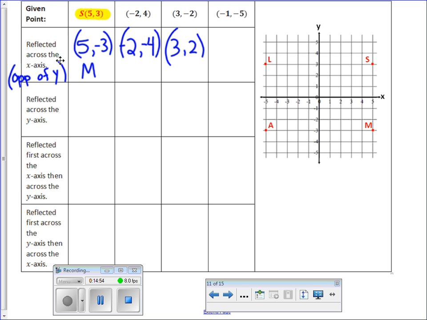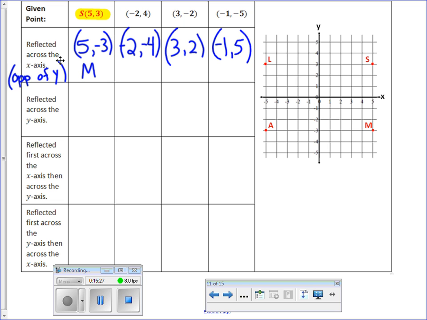So for the first column, we had the coordinate grid to look at. So for negative 1, negative 5, a reflection over the x-axis would be negative 1, positive 5. So to reflect over the x, we take the opposite of the y. See, opposite of the y, opposite of the y. And the x stays the same. Reflect over the x, keep the x.